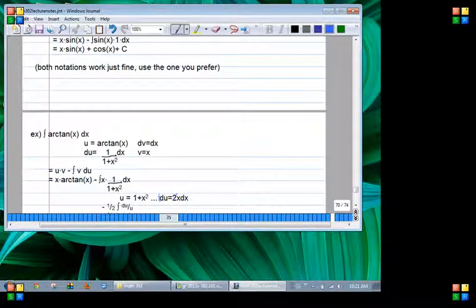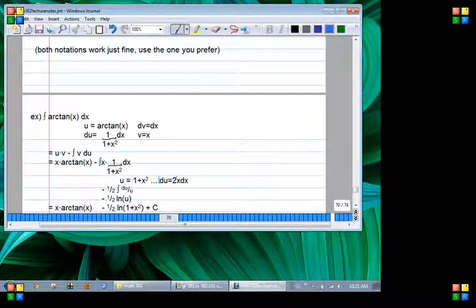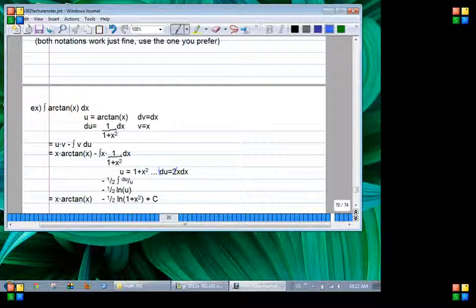So this becomes, I'll pull out the one half, one half the integral of du over u. And that integral is ln of u. And then u was 1 plus x squared. So put it all together, and what do you get? The original piece, which was x times arctan x, minus this calculation, which is minus 1 half ln of 1 plus x squared, and then always at the end plus c. Okay. So those are two examples of doing integration by parts. Any questions?